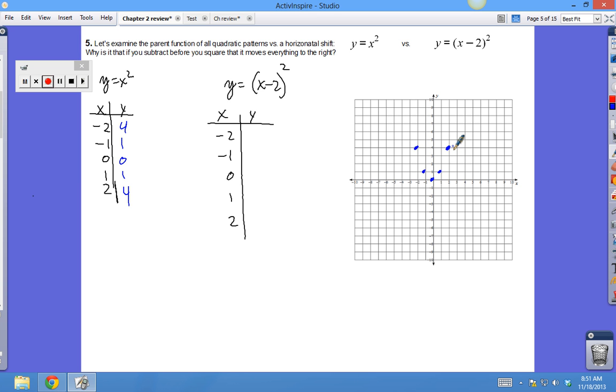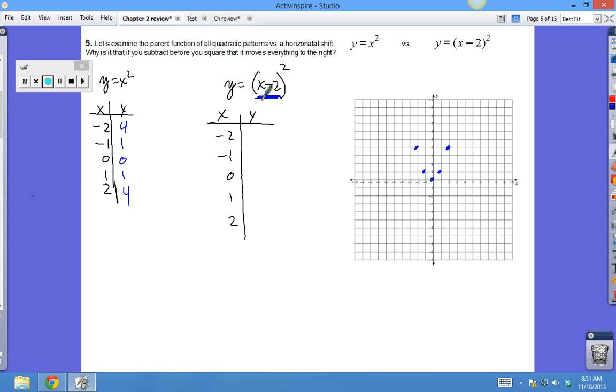Now, if I subtract before I square it, that has a horizontal shift. And the question is, why is it when it's -2, does it actually shift everything to the right? How come it does not shift everything to the negative, to the left too? And that's kind of a tricky question.